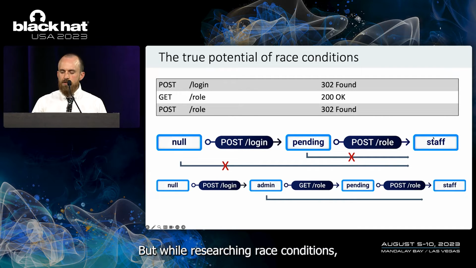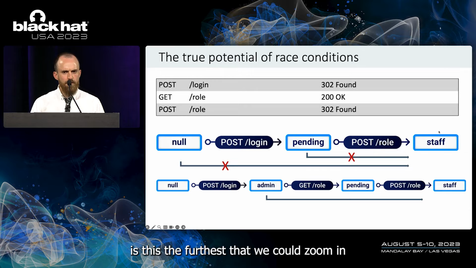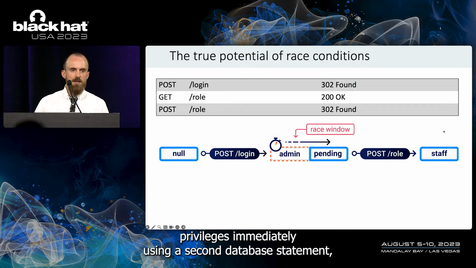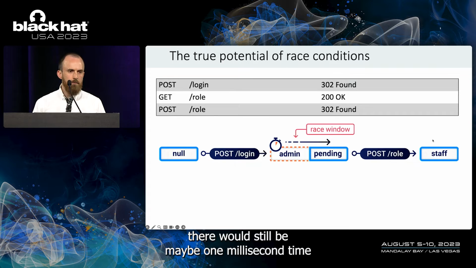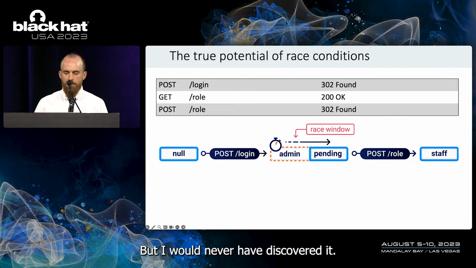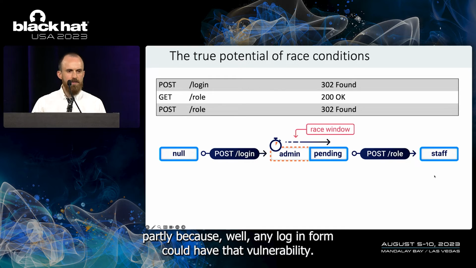But while researching race conditions, I found myself looking back at this finding and wondering, is this the furthest that we could zoom in, or can we go further still? What if the application had dropped our privileges immediately using a second database statement? There would still be a maybe 1 millisecond time window where every session had administrator privileges, but I would never have discovered it. That's a slightly scary thought, partly because, well, any login form could have that vulnerability.